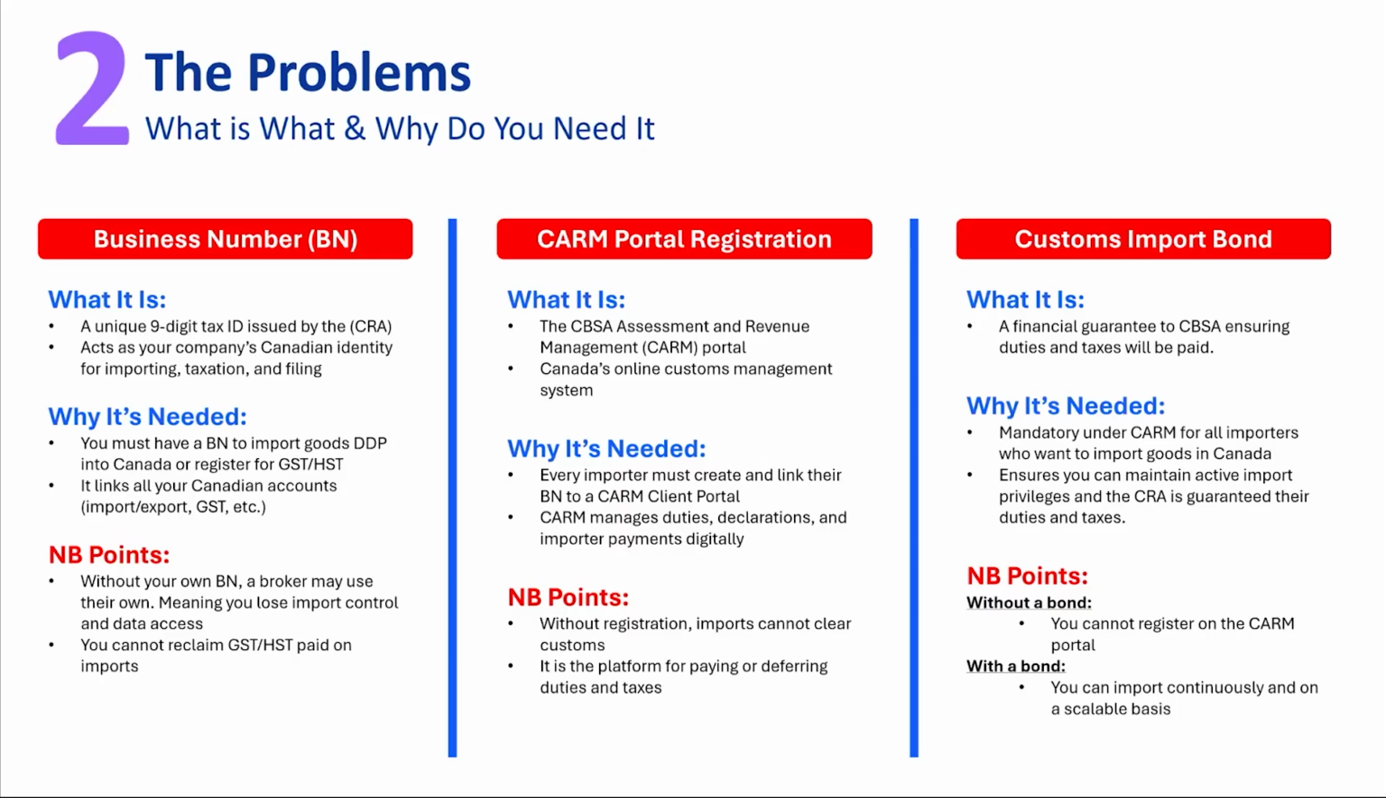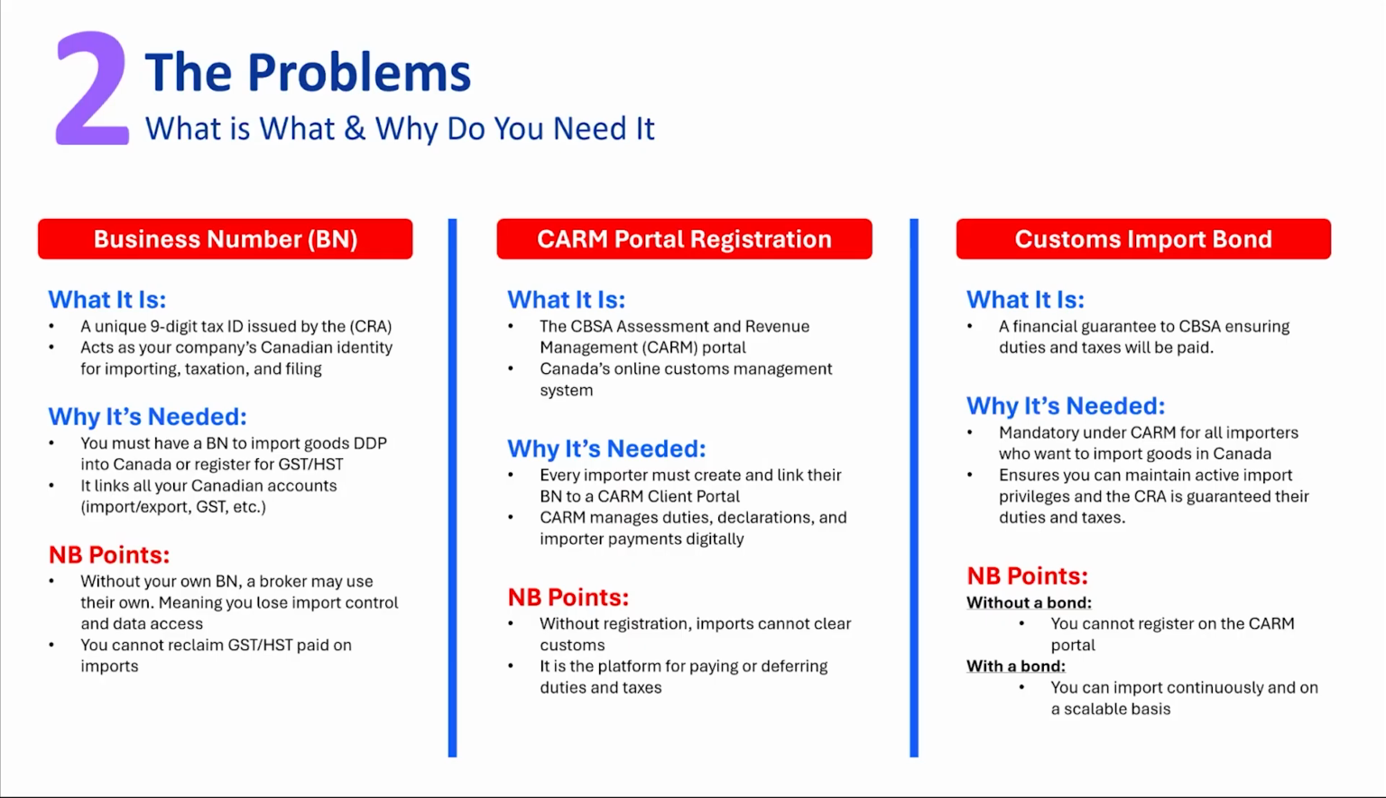Without it, your broker will not be able to file shipments for customs clearance under your name as the US business, which means they would then most likely have to use another, if not their own, BN number, which means you lose control of the data as well as the ability to reclaim that GST.